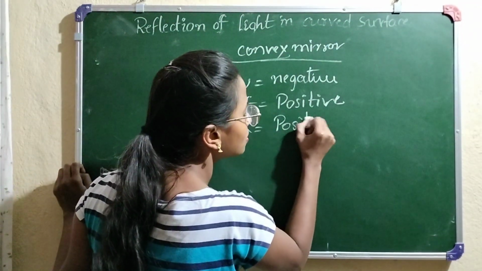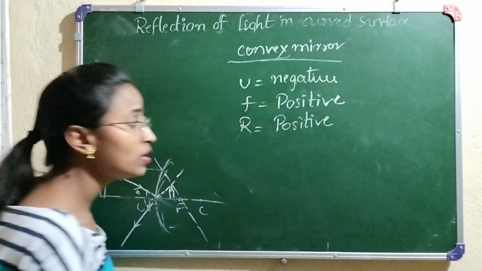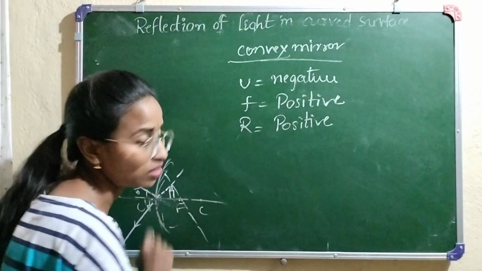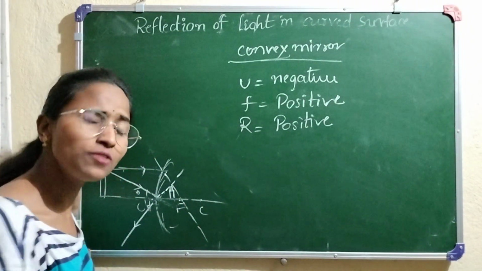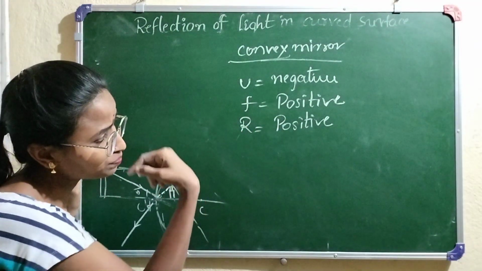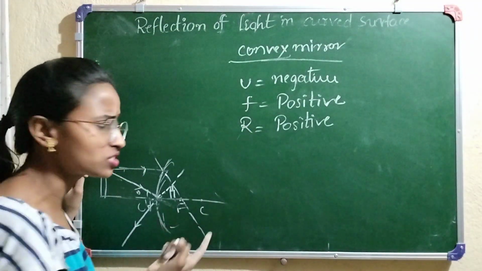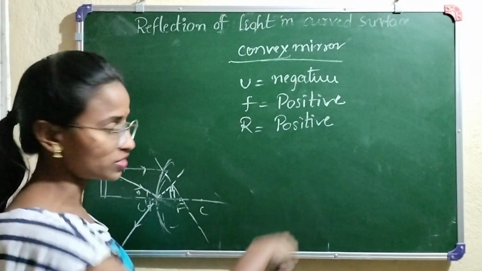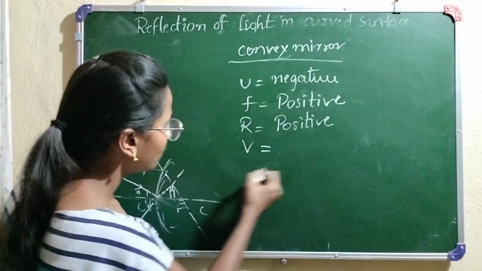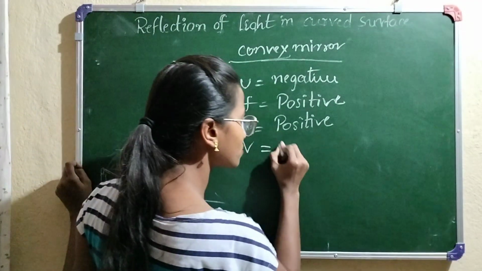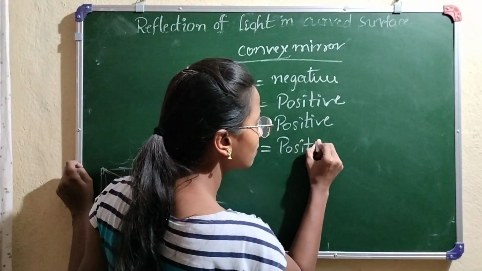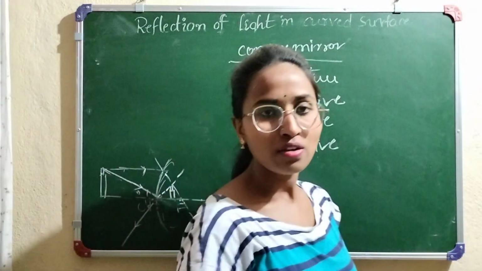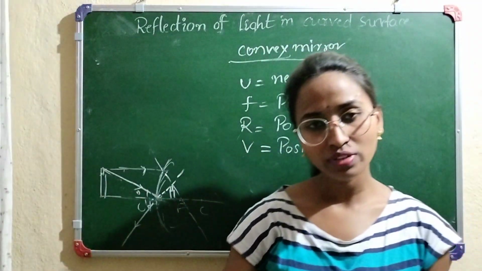When you are solving the problem, if it is a convex mirror, you don't need to apply sign convention for f and r, because that will be positive only. If you do apply the sign convention, you will get positive only, because in the case of the convex mirror, positive is in the same direction as the incident ray. And v is also in the same direction as the incident ray, so positive. So wherever v is positive, magnification is also positive. Wherever v is negative, magnification is also negative.